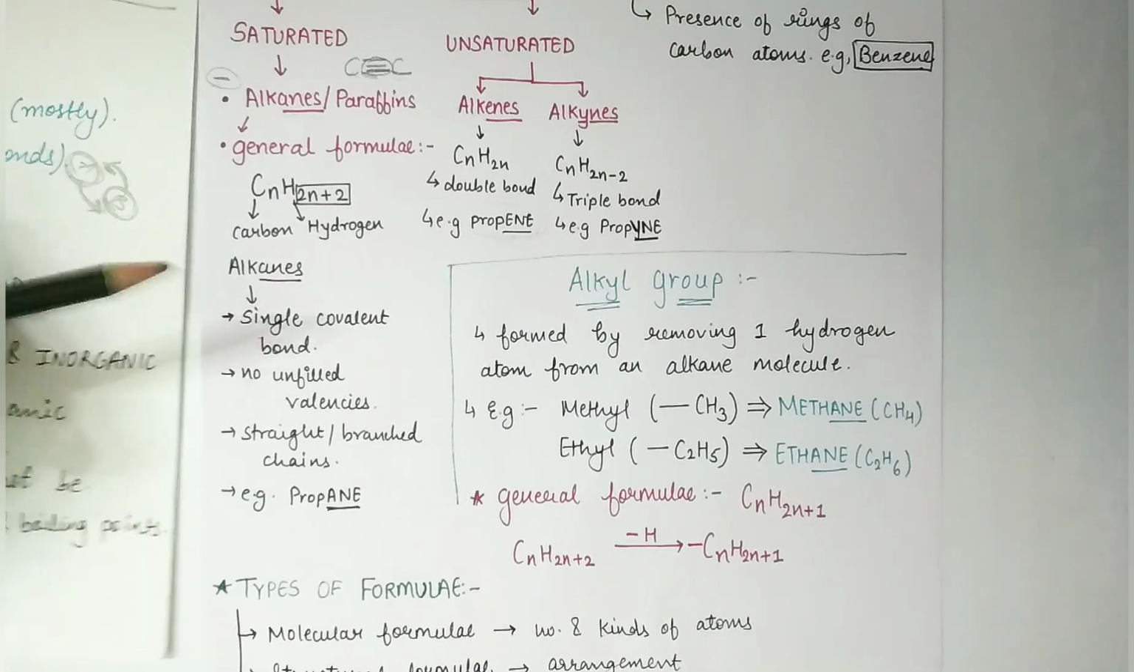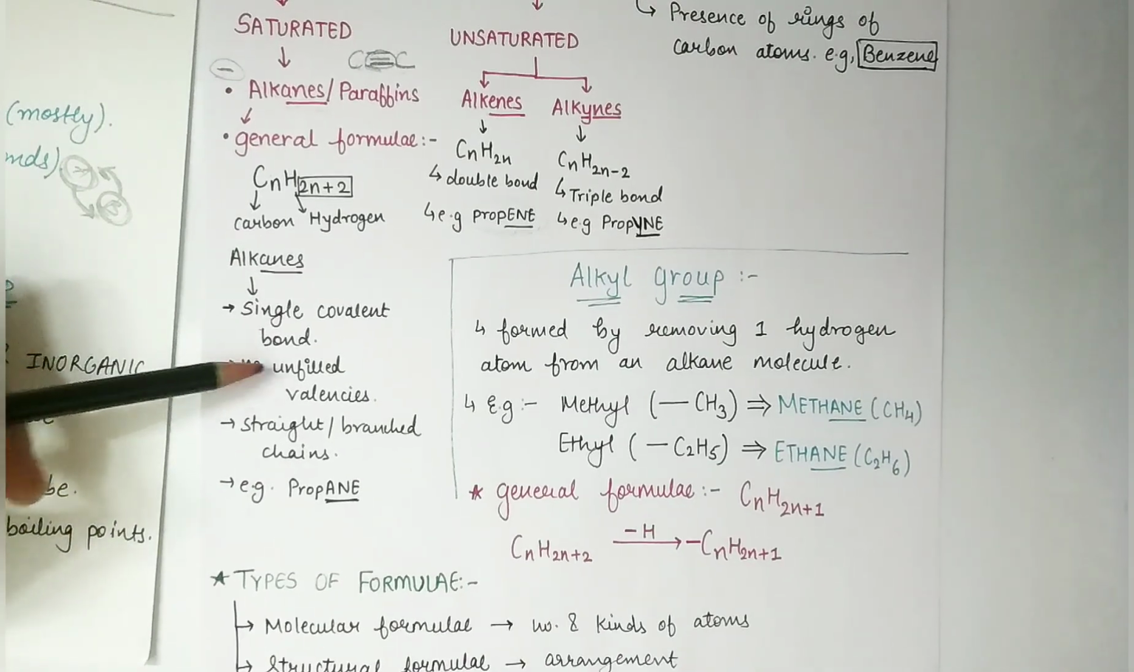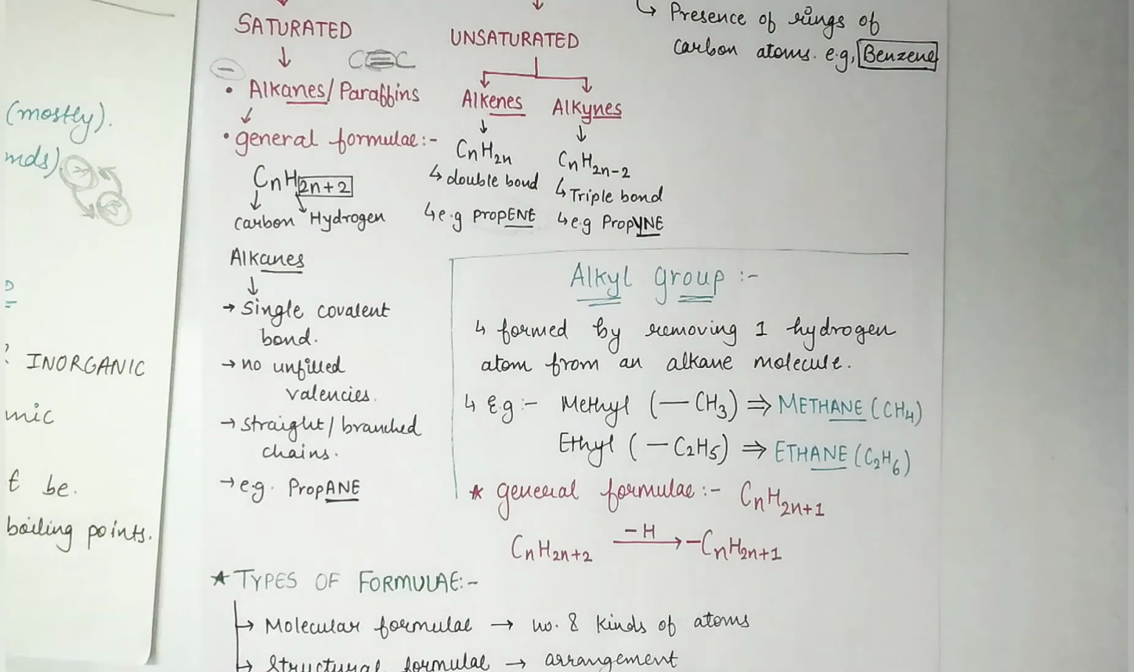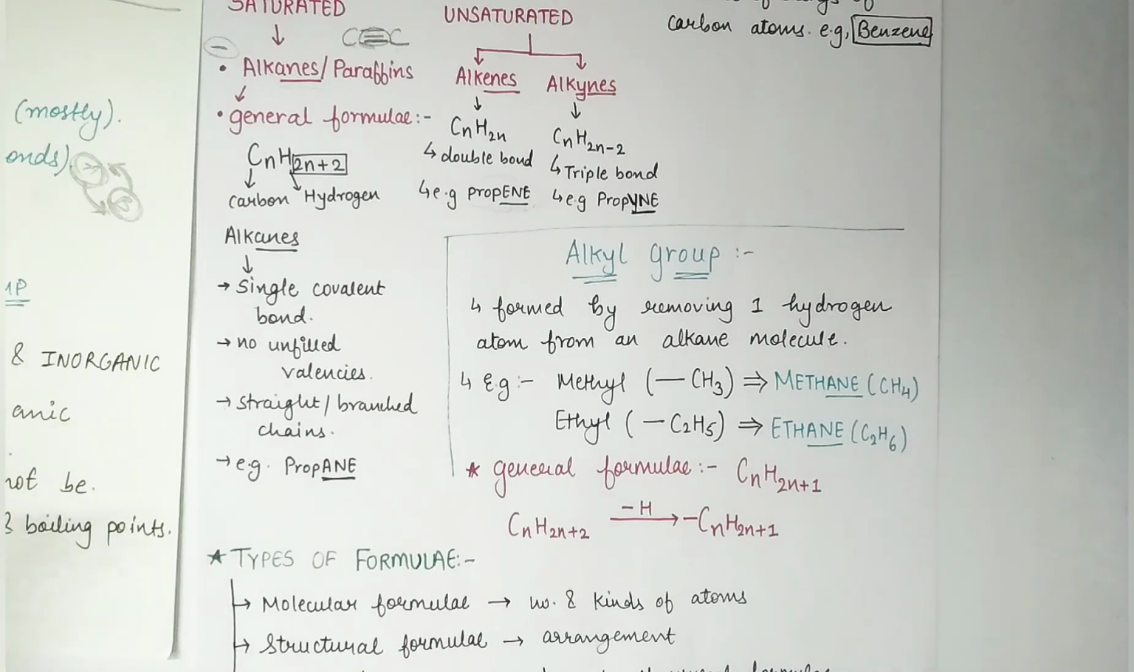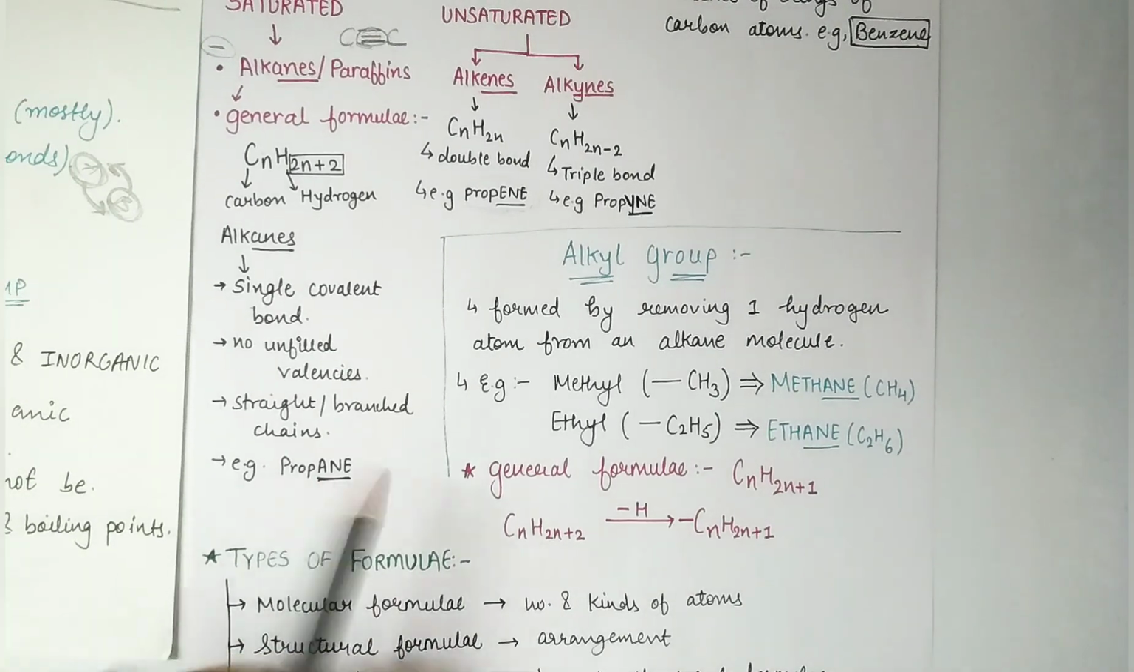Alkanes are characterized by a single covalent bond and have no unfilled valencies. Always remember alkanes have filled valency. There is not even a single carbon atom that is alone. It always has filled valency, filled by hydrogen atoms. Next, alkanes have straight or branched chains. I'll explain later what straight or branched chains are. An example is propane, as I said.